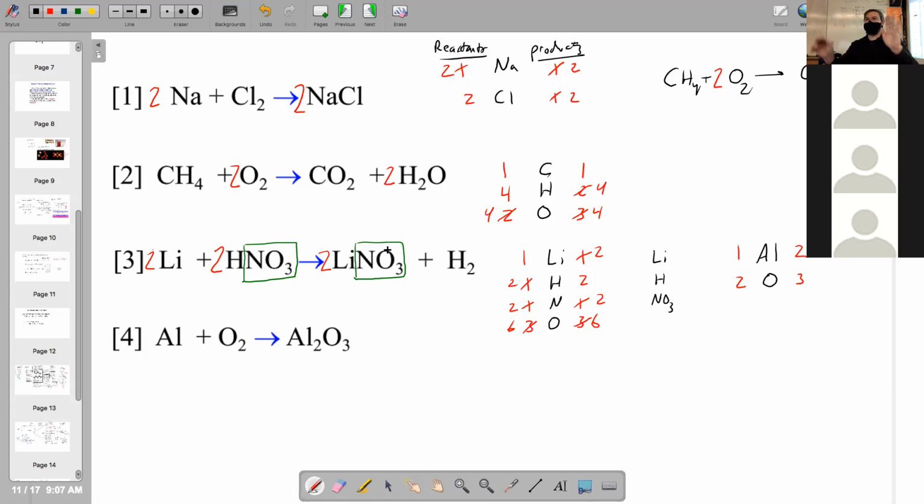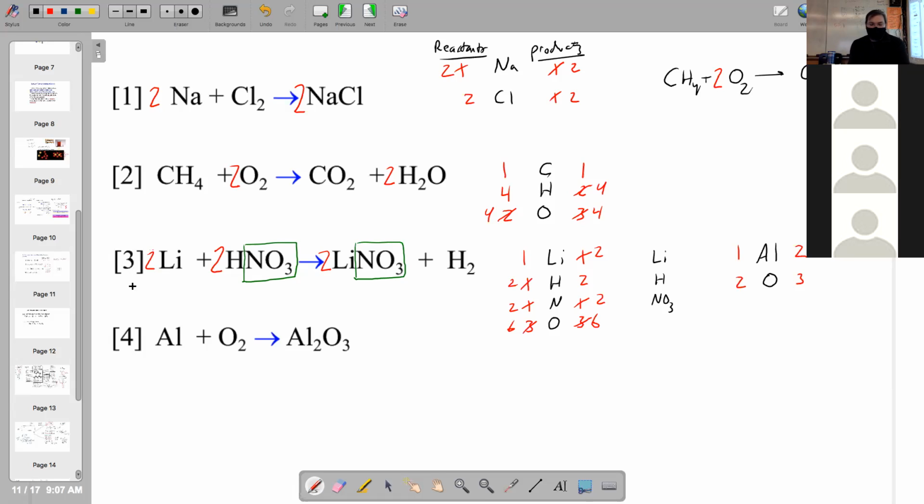NO3 is always a ratio of 1 nitrogen to 3 oxygen. So if you balance it as lithiums and nitrates, now you see there's 2 lithiums on the left, 2 lithiums on the right. I've got 2 hydrogens on the left, 2 hydrogens on the right, and also 2 nitrates and 2 nitrates. So that's another way to visually see it, that the NO3 remains together as a group.